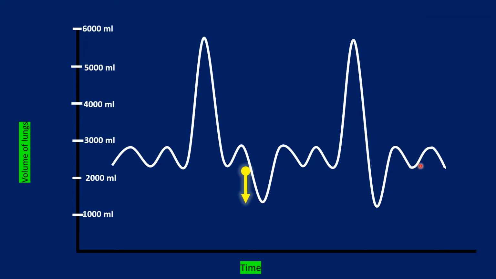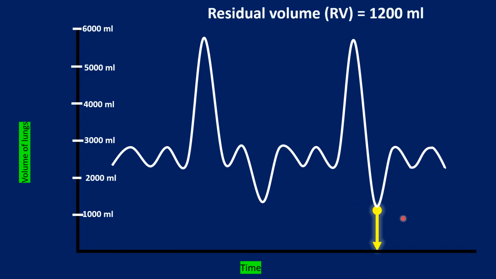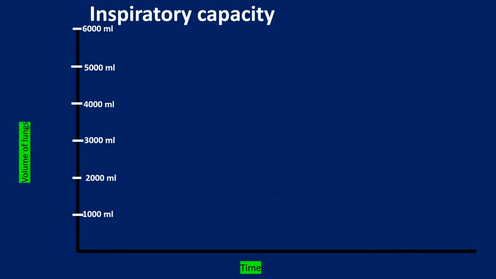Now the last lung volume, that is the residual volume. We can define it as the amount of air that remains in the lung even after the deepest or fullest expiration. This suggests that even if we expire with our fullest effort, our lungs do not collapse, and some volume of air is still retained within the lungs, so that the lungs do not collapse. So the residual volume is the amount of air that remains in the lungs even after the fullest expiration, and that equals 1200 milliliters. Now we will learn about the lung capacities.